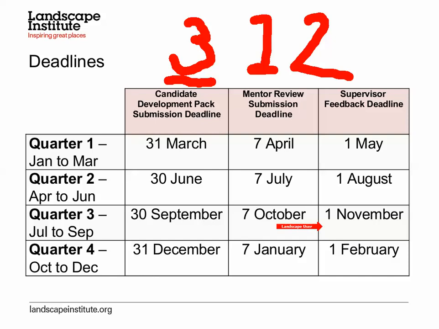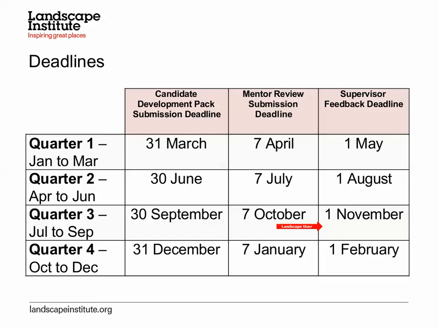There are, of course, also 2 additional deadlines, which are to do with the exams. So the deadlines for notifications that a candidate is ready to take the exam take place either in quarter 2, if the candidate wants to take the November exam, or in quarter 4, if the candidate wants to take the May exam.